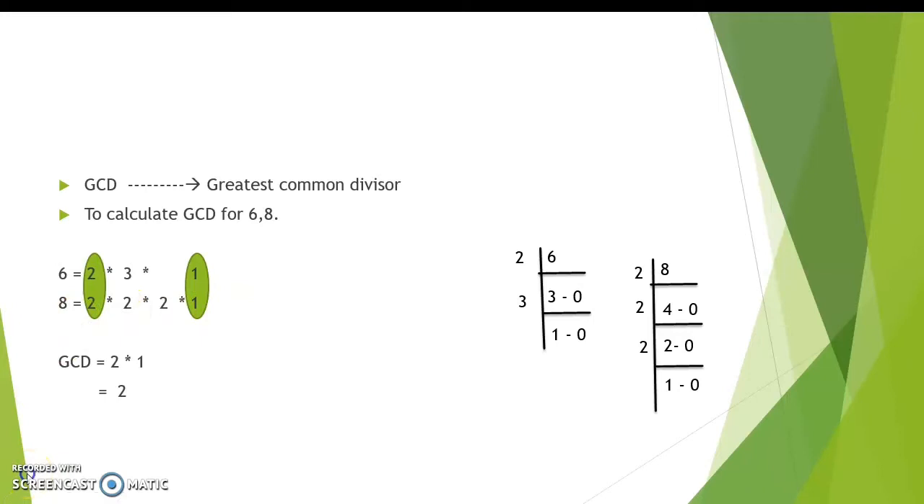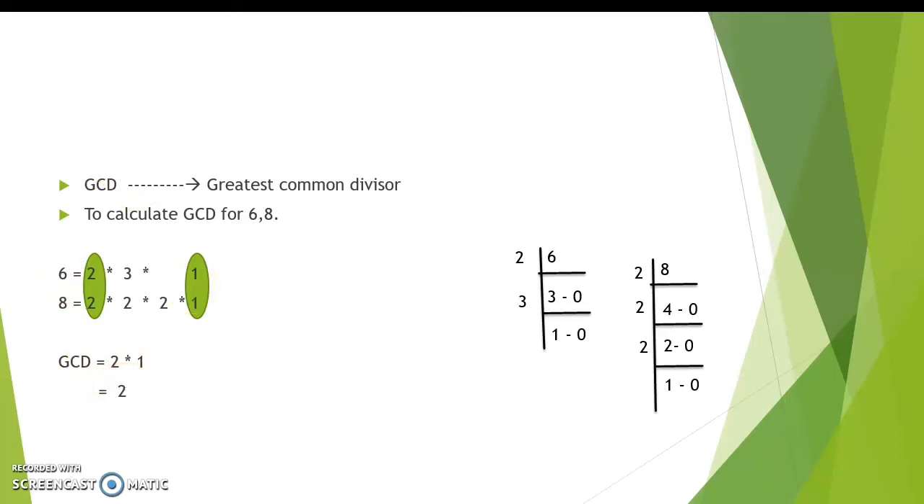Okay, is it clear? Now you see the common factors of these two numbers. For 6 and 8, 2 is a common number. We circle this 2, and 1 is also common. So we take the GCD value: GCD is equal to 2 into 1. So we get the GCD for the given numbers as 2.